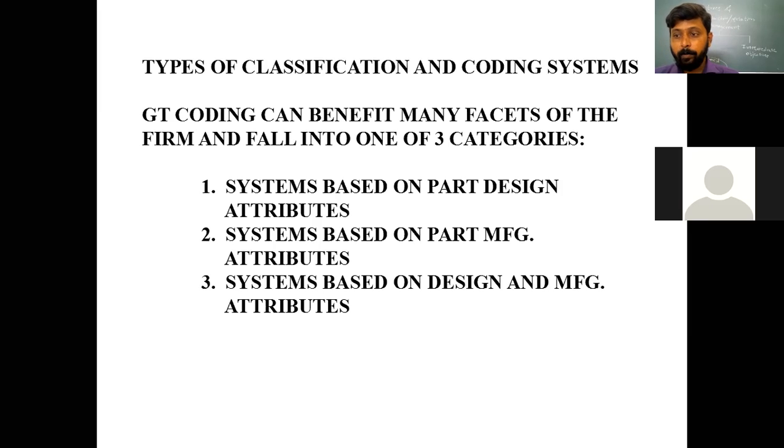Okay, so there will be advantages and disadvantages of all three systems. In the first system, only design attributes are going to be considered. In the second system, only manufacturing attributes are going to be considered. In the third system, we are going to integrate both design and manufacturing attributes. So obviously this is the most useful system for coding and classification. I hope you are getting this clearly.